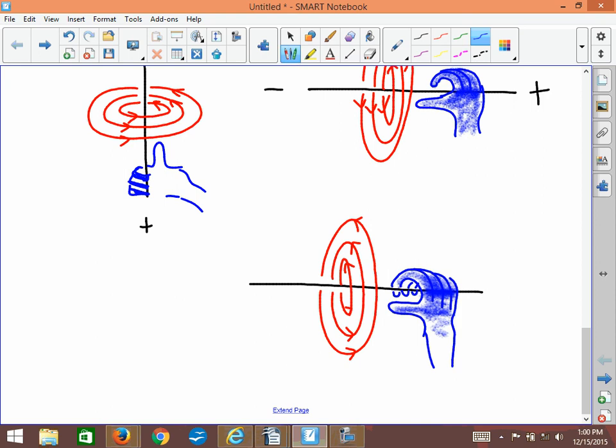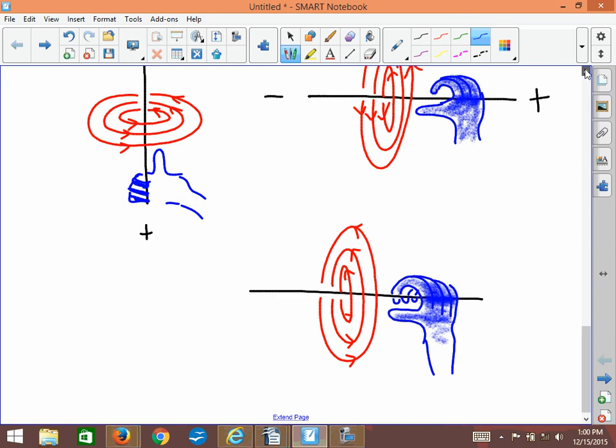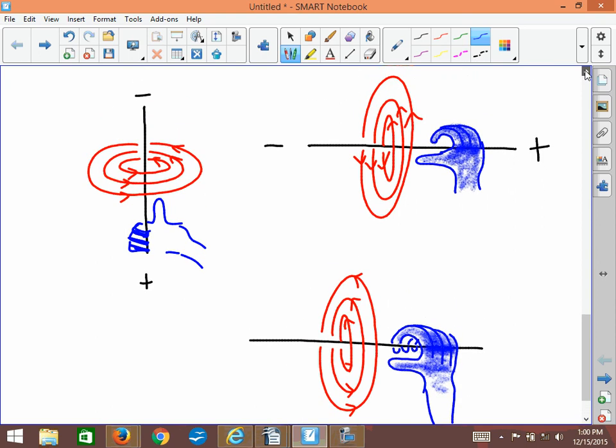And so it turns out that this is the same picture as the one up above, isn't it? Which means that the current must have a plus here and a minus here, and that would be the answer. It goes from right to left.